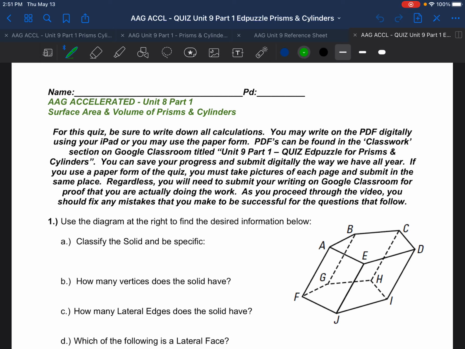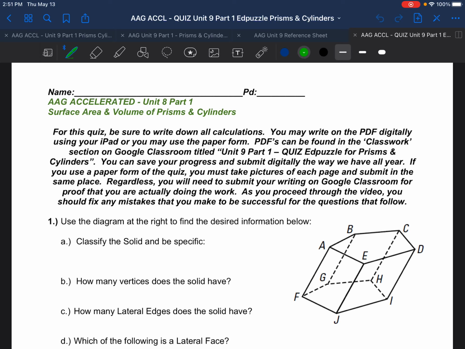For this quiz, be sure to write down all calculations. You may write on the PDF digitally using your iPad, or you may use the paper form. PDFs can be found in the classwork section on Google Classroom titled Unit 9, Part 1, Quiz, Edpuzzle for Prisms and Cylinders. You can save your progress and submit digitally the way we have all year. However, if you use paper form, you have to take pictures of each page and submit them in the same place. They're going in Google Classroom. We'll show you at the end.